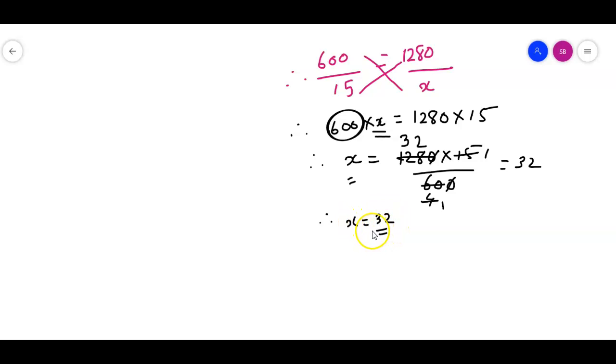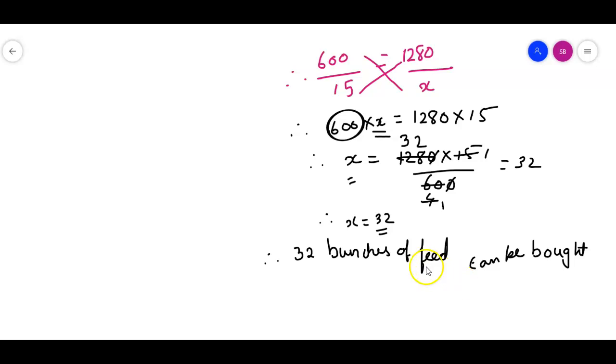But what is 32? 32 is the number of bunches that we can purchase with rupees 1280. Right? Therefore, we have to write the answer. That is, therefore, 32 bunches of feed can be bought for rupees 1280. So, this is our answer. Okay. So, here we complete our second question. Now, let's move to the next one.